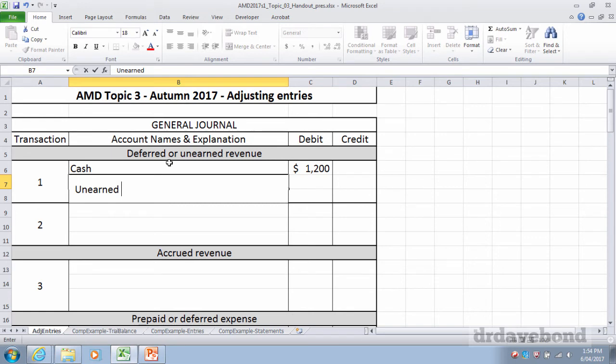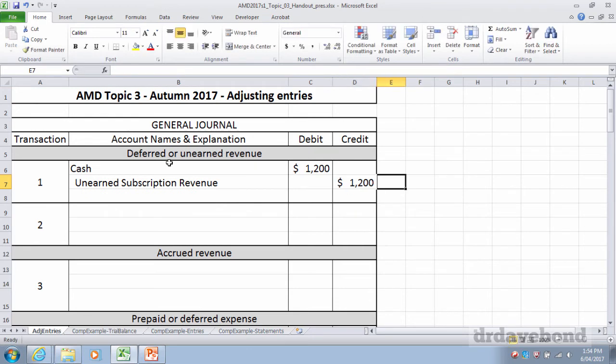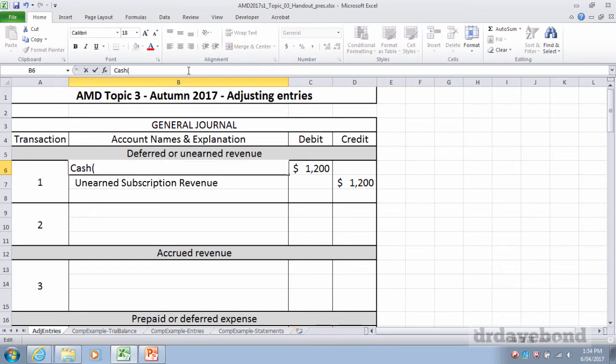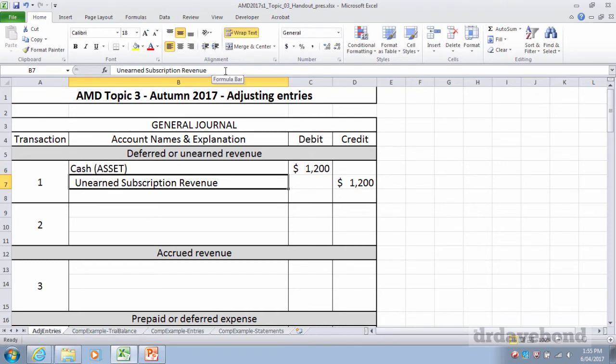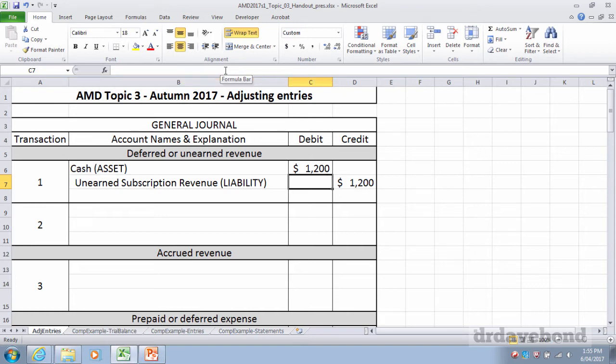We have credit unearned subscription revenue, credit $1,200. Cash is an asset, and the asset is increasing. So we debit cash asset, and unearned subscription revenue is a liability because it's reflecting that we have an obligation to provide these 12 magazines, or this 12-month magazine service, or good, I should say. So $1,200, $1,200. The adjusting entry, when it happens on the 31st of October, this is the adjustment.